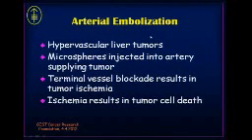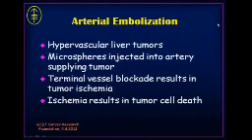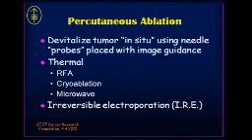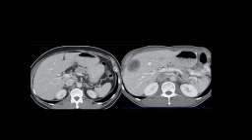So arterial embolization we use for hypervascular tumors. We inject these microspheres, we plug up the terminal vessels in the tumor, and the idea is that that causes ischemia, and the ischemia results in tumor cell death. Often we combine these methods in GI stromal tumor, and I'll show you some cases that illustrate why. So percutaneous ablation devitalizes the tumor by using, as I said, either heat or cold or irreversible electroporation.